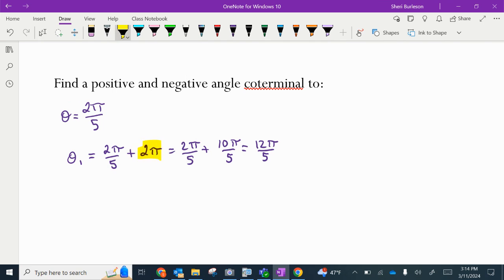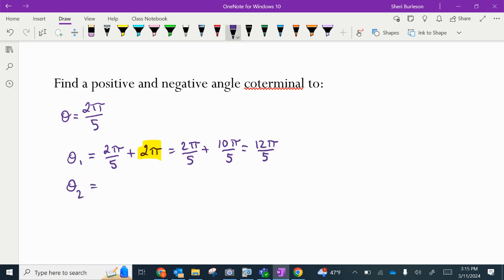Could I have added 4 pi? That would be 2 full rotations, right? Could I have added 3 pi? That's 1.5. I need a whole number of rotations. I could have added 100 pi, but most of us are like, I'm just going to start with the easy one. So how would I find a negative coterminal?